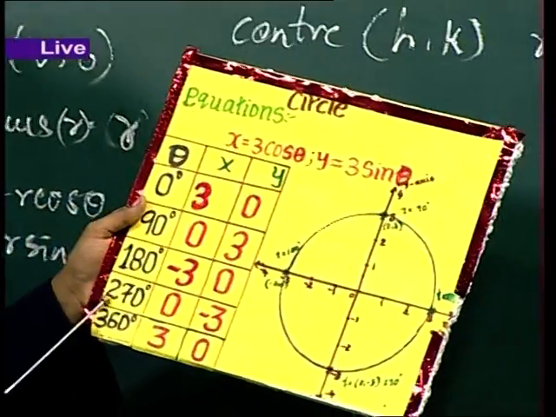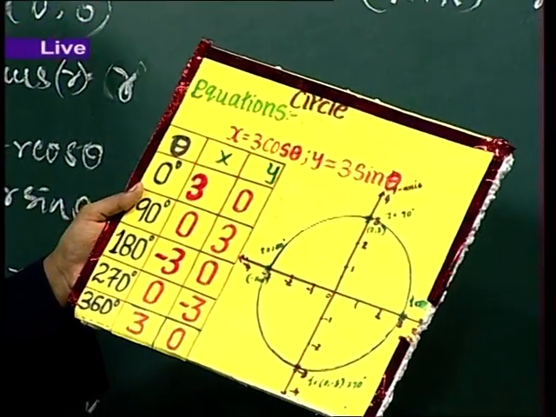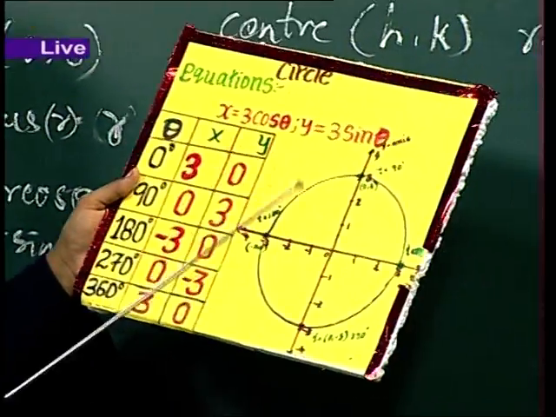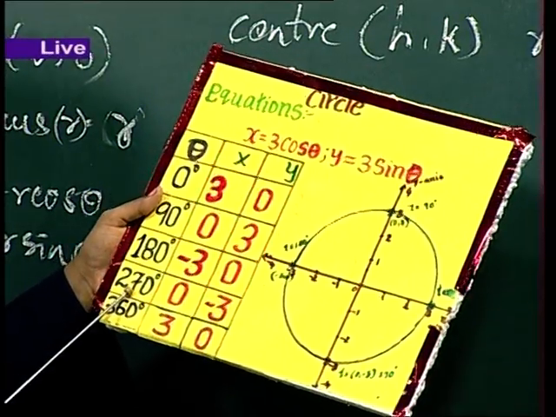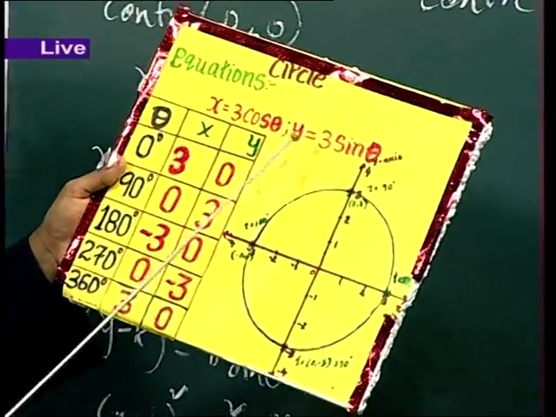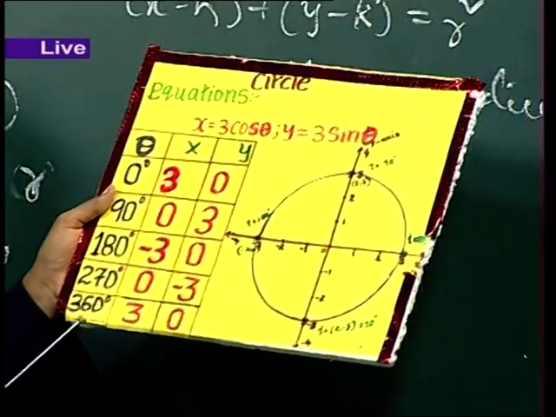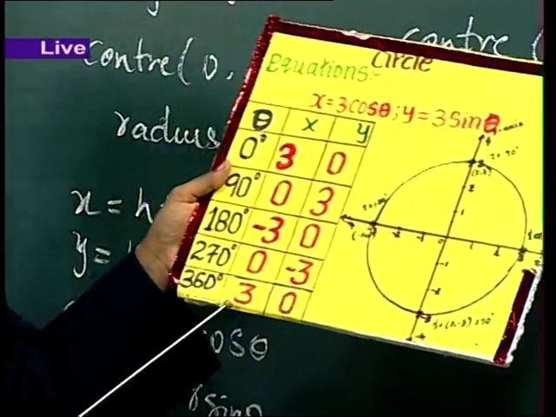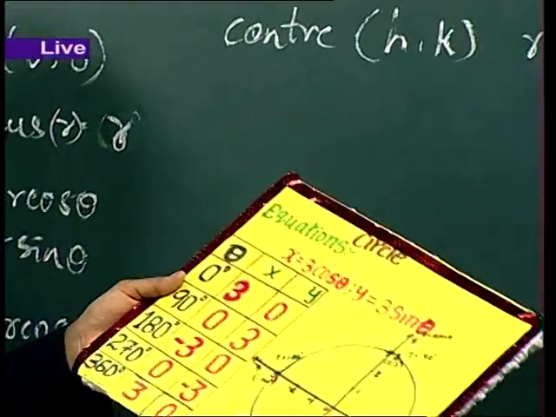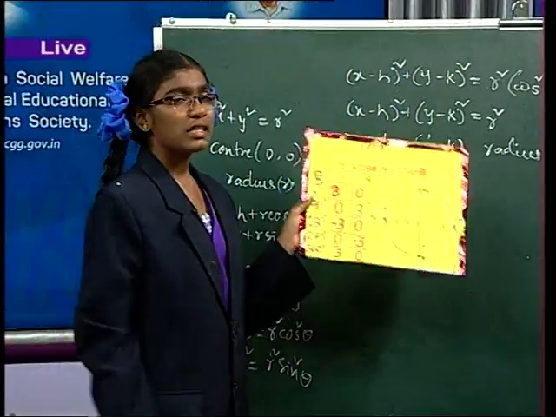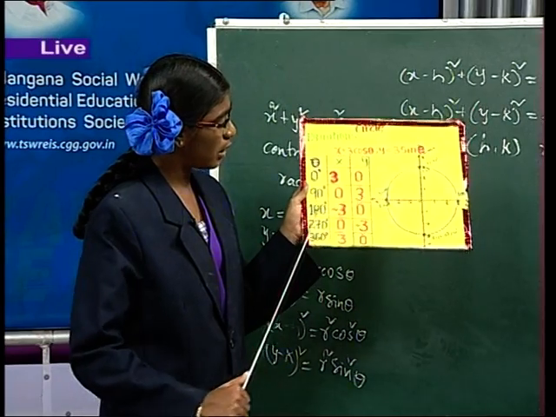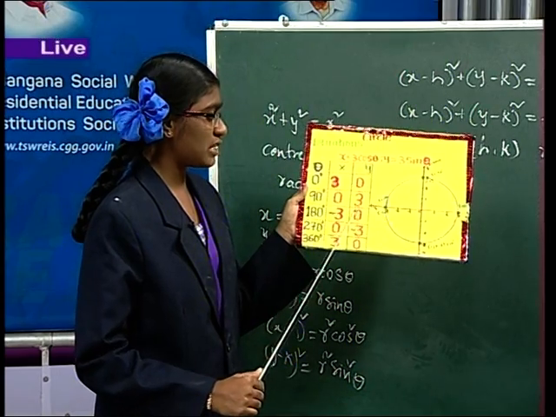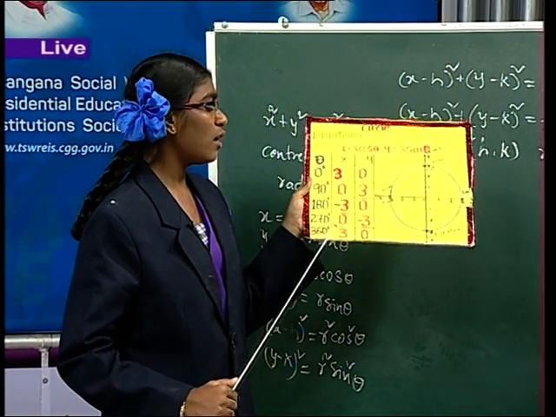If we take 270, what is the value of cos 270? It is 0, so x is 0. What is the value of sin 270? It is minus 1, so we get minus 3. When we substitute 360, cos 360 is 1, so 3 into 1 is 3. Sin 360 is 0, so we take 0. By substituting these angles, we get the xy coordinates 3 comma 0, 0 comma 3, minus 3 comma 0, 0 comma minus 3, and 3 comma 0.